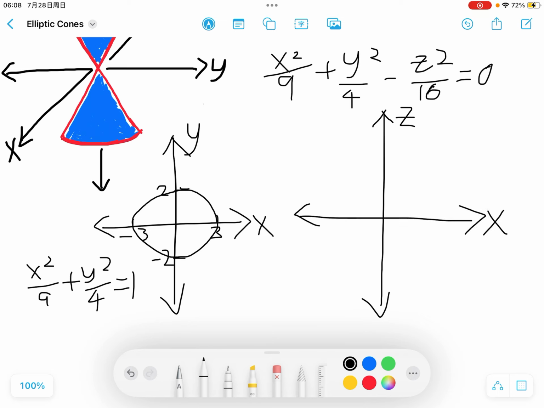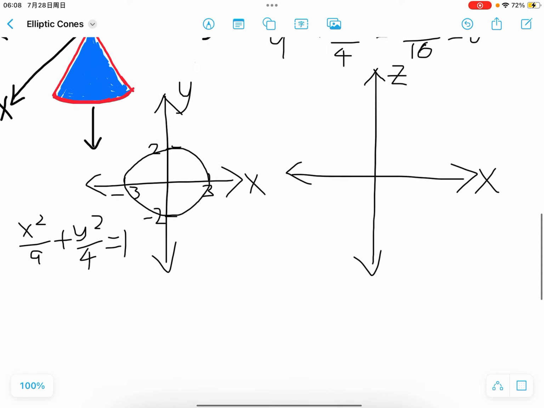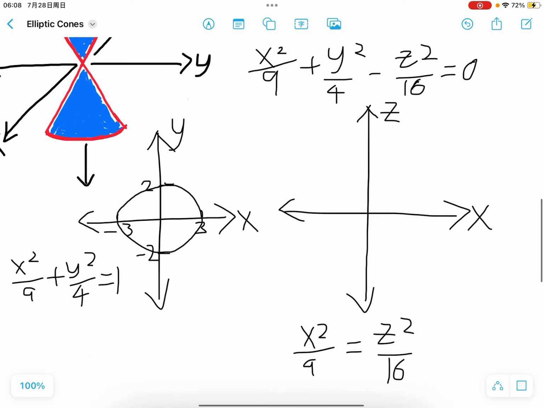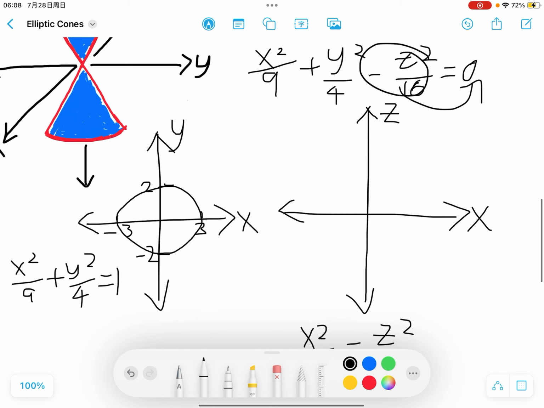Then we graph the xz trace. When we graph the xz trace, we let y be 0. So if we have the y term as 0, we have x squared over 9 equals z squared over 16. So y is 0, right? And then we can move this term onto the right-hand side.